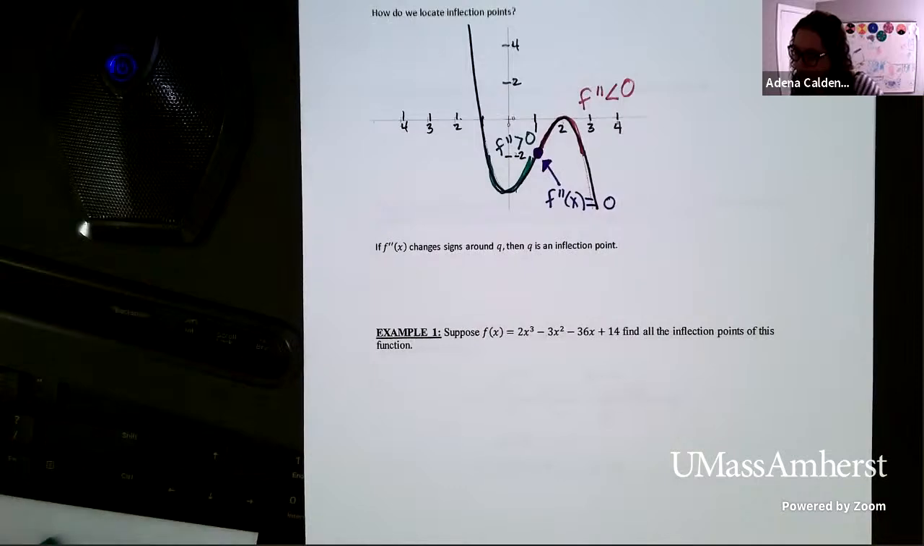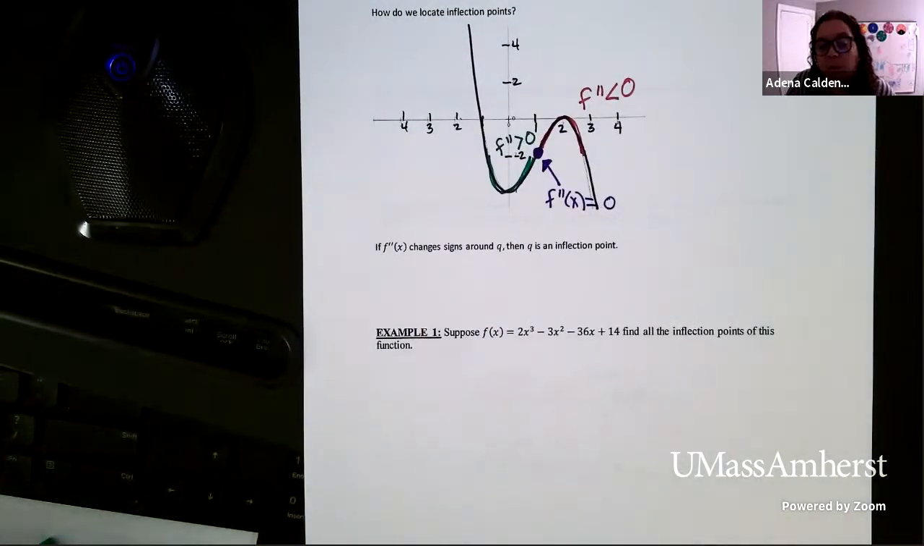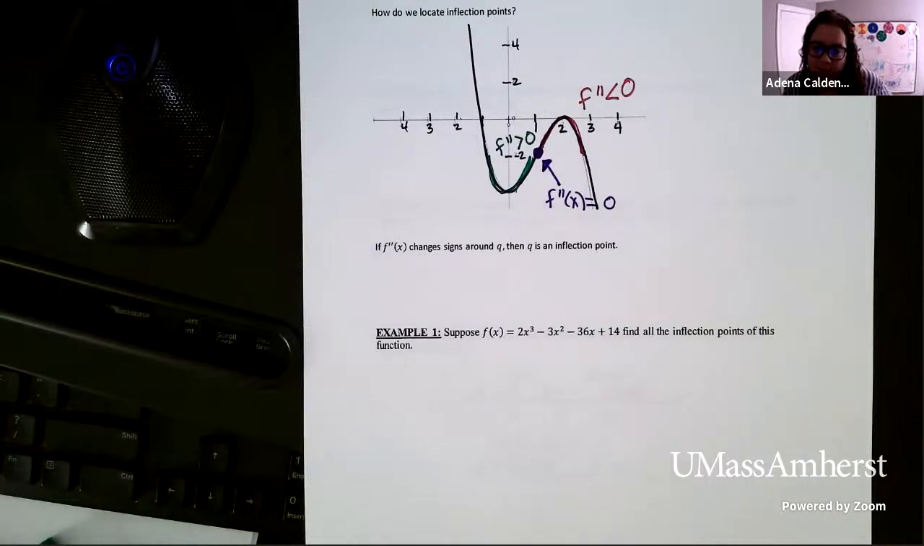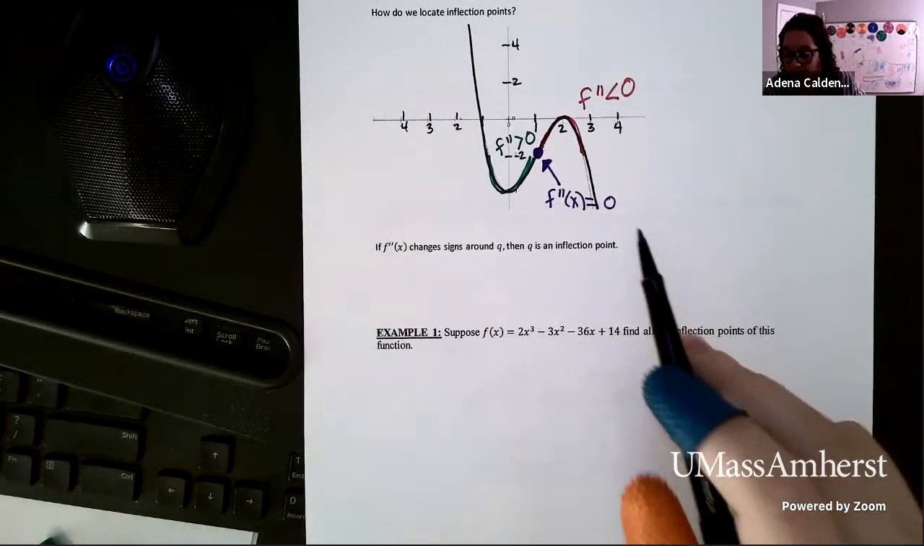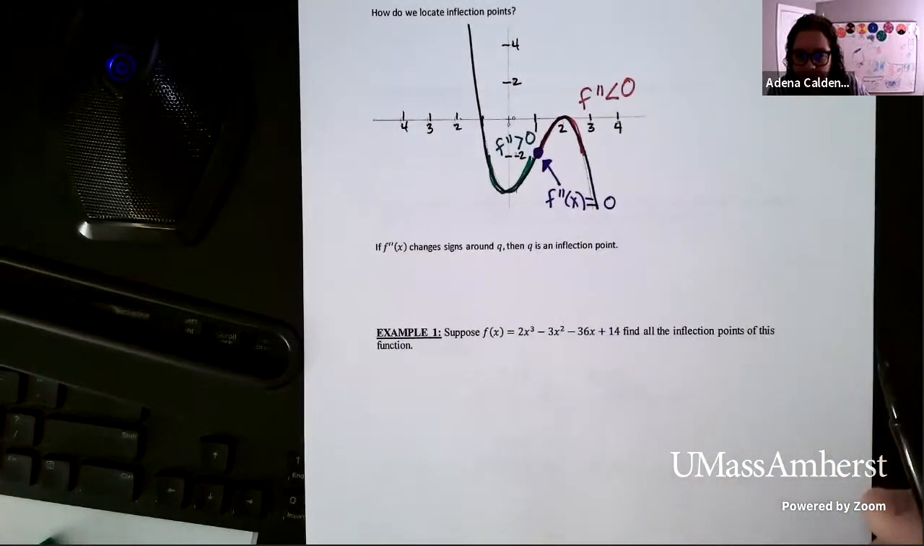So consider the function f of x equals 2x cubed minus 3x squared minus 36x plus 14. We want to find the inflection points of this function. So we do start by using the fact that we want to know where the second derivative equals 0.